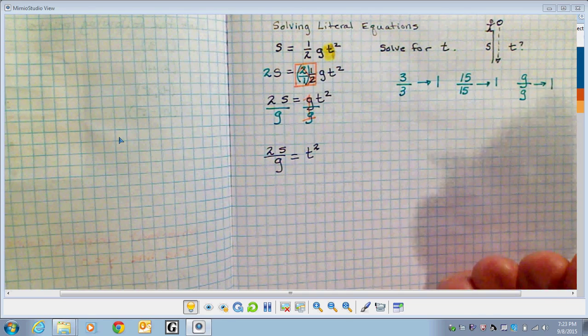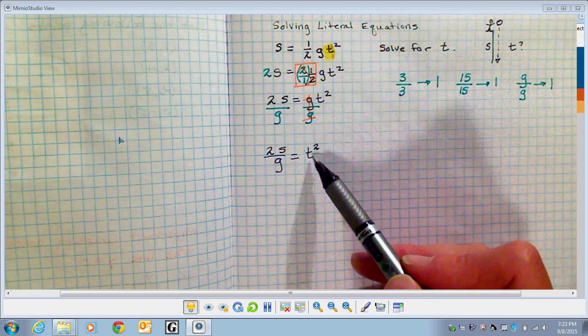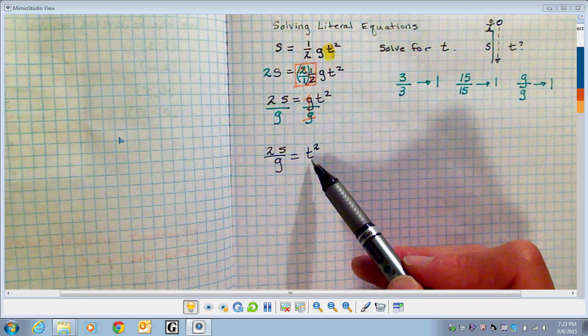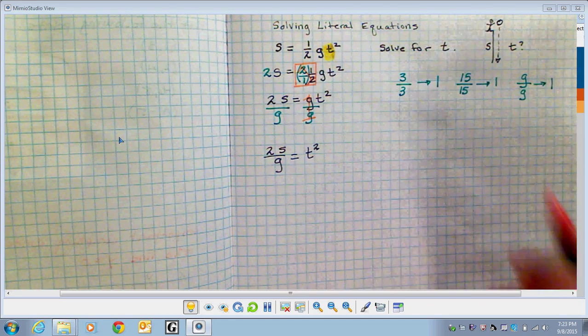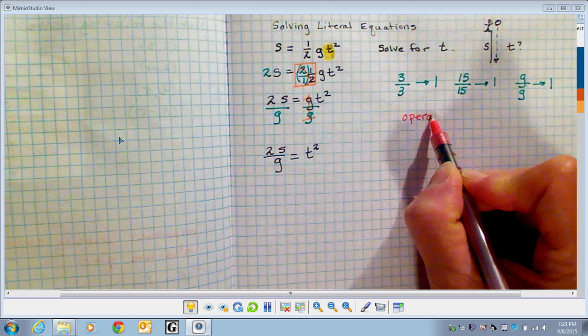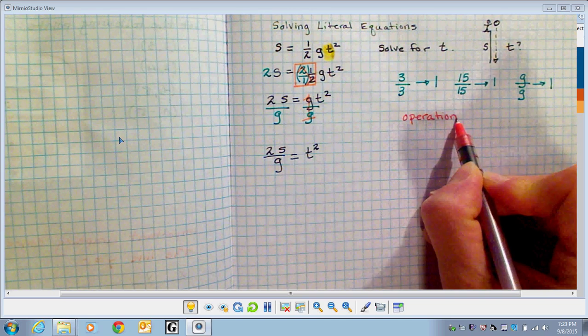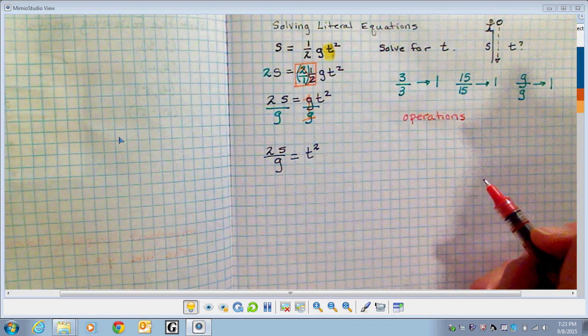So I'm close. I want to solve for t, but I have t squared. So I need to think about inverse operations. So let's take a moment to talk about inverse operations. First of all, what do I mean by operations? So you may have heard of the order of operations.